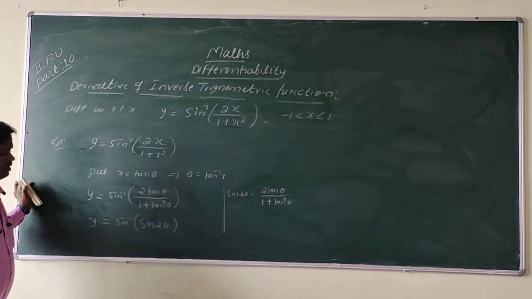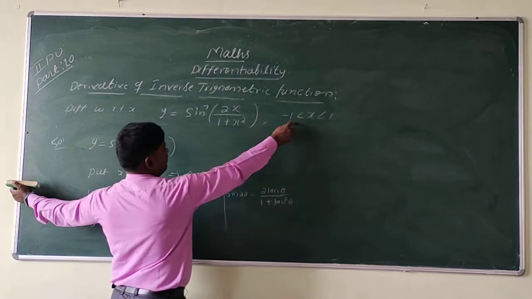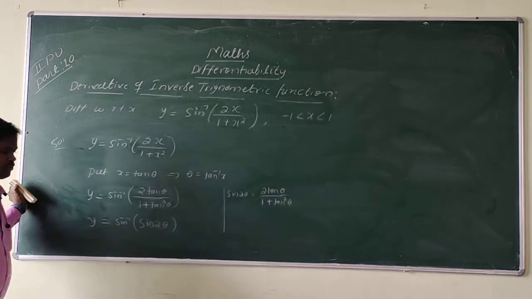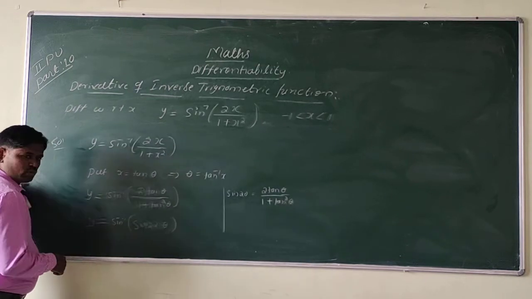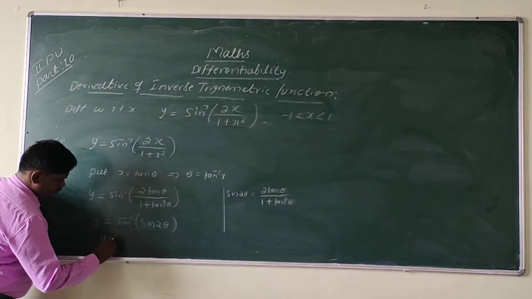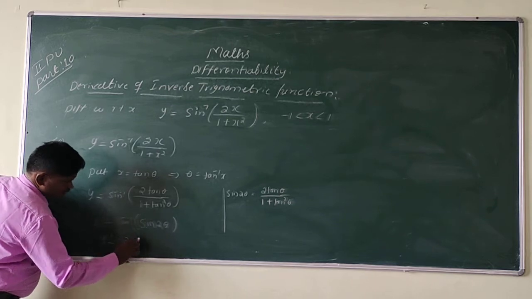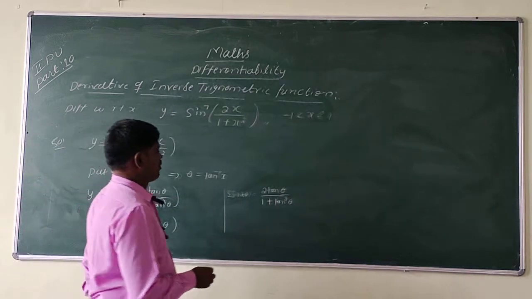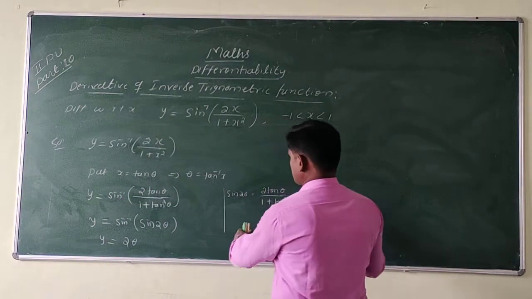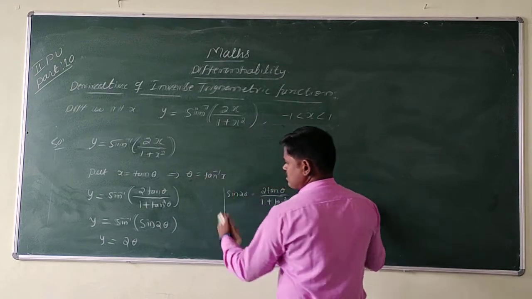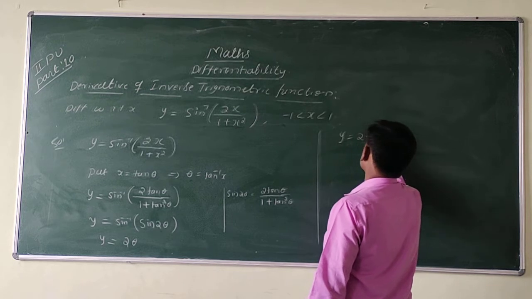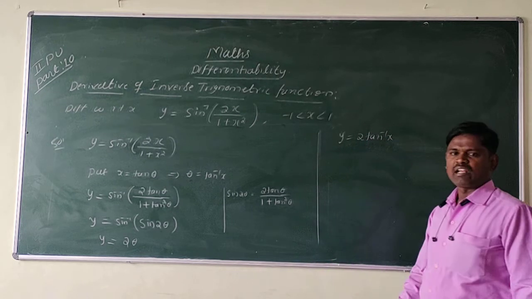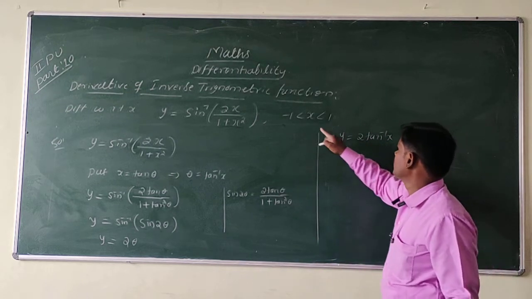Okay, so in the given interval it's satisfied. Then theta also becomes satisfied. Therefore, we directly vanish these two terms, that is y is equal to 2 theta. Now we get a simplified form. Theta is equal to tan inverse of x. That is, y is equal to 2 into tan inverse of x. This is defined in the given interval.